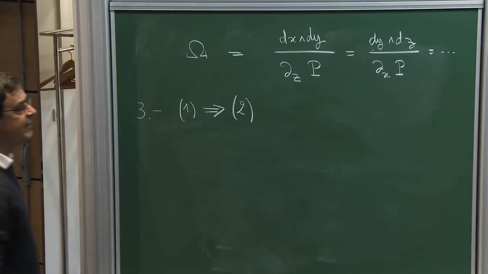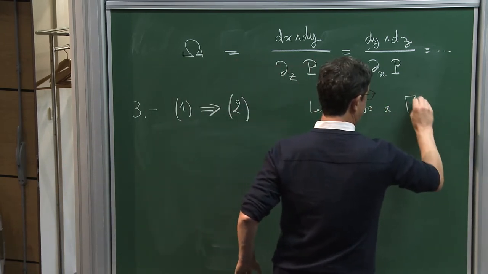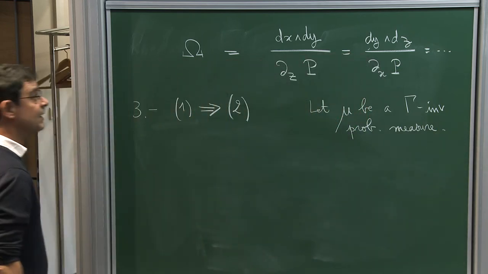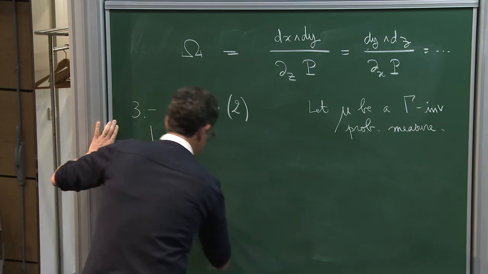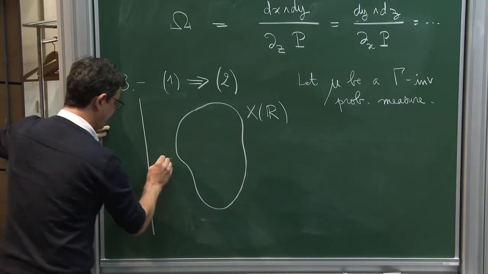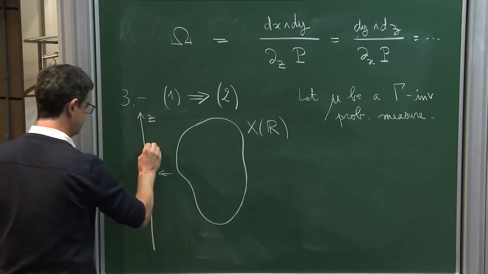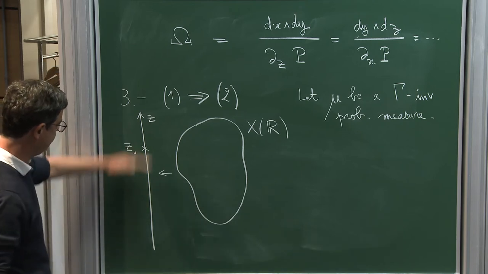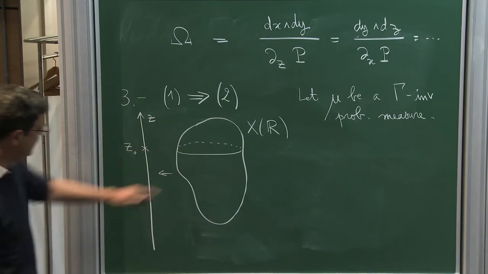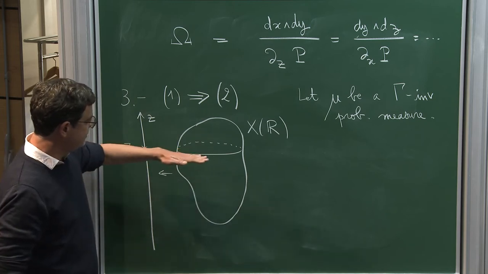Okay, so I will just describe the main idea. So let mu be a Gamma-invariant probability measure. Okay, so you look at your surface, X of R. It's a real algebraic surface. And you project it on the z-axis. I want to look at the fibers of this. So you fix z0, some altitude, and you slice your surface with the plane z equals z0. Okay, so you get a curve, and it's a curve in P1 times P1 of degree 2 with respect to each variable. And what I'm saying is that it's an elliptic curve.